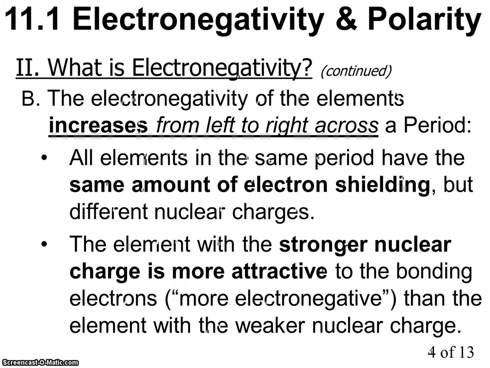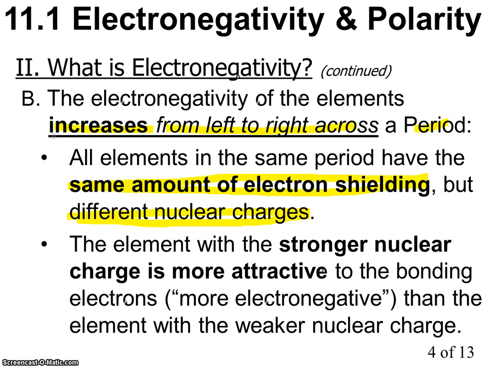The trend in electronegativity in a period is that it increases from left to right across a period. The reasoning for this is very similar to what we learned earlier in the year with the trends for atomic radius and for ionization energy. All elements in the same period have the same amount of electron shielding. We already know this because they have the same number of energy levels. But elements in the same period have different nuclear charges. And to review that, the nuclear charge is based on the number of protons.